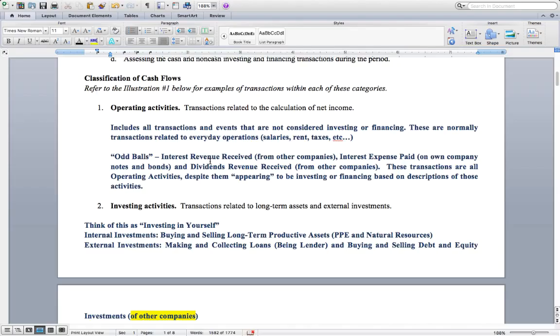But using the textbook as reference material for this chapter will come in handy, as there are a lot of good illustrations throughout the chapter on the presentation of the statement of cash flows and how certain balances are calculated.